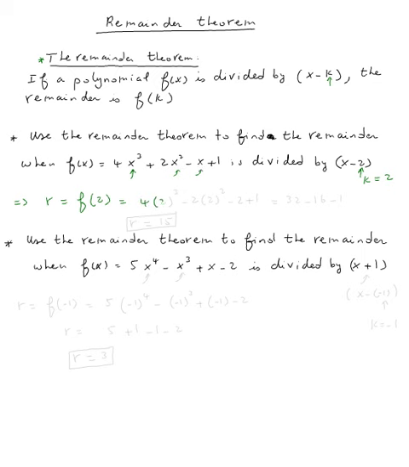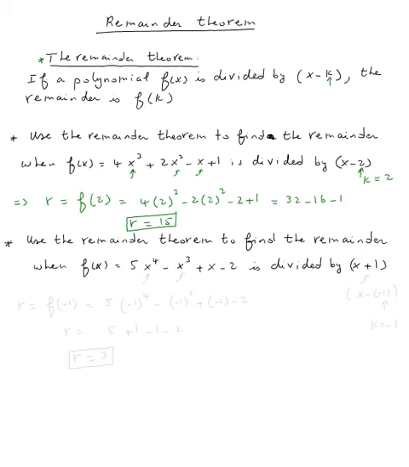So that would be 4 times 2 cubed plus 2 times 2 squared minus 2 plus 1, which is equal to, let's see, 8 times 4 is 32. 4 times 2 is 16. Minus 2 plus 1 is minus 1. So the remainder will be equal to 32 plus 16, 48, minus 1 is 47.